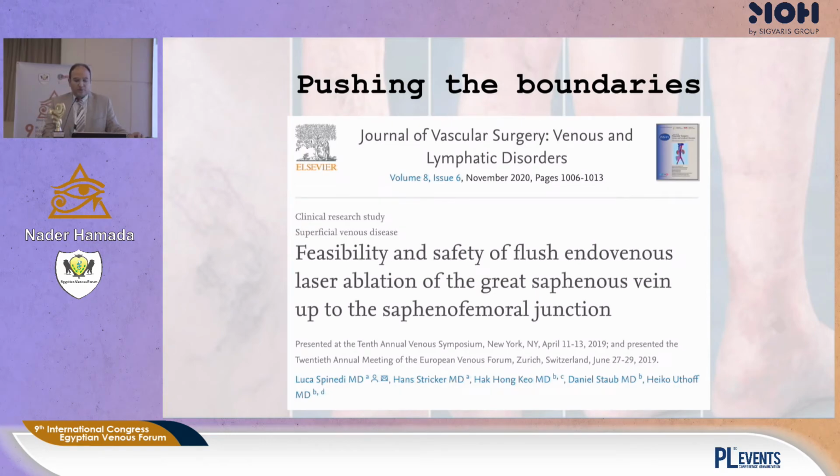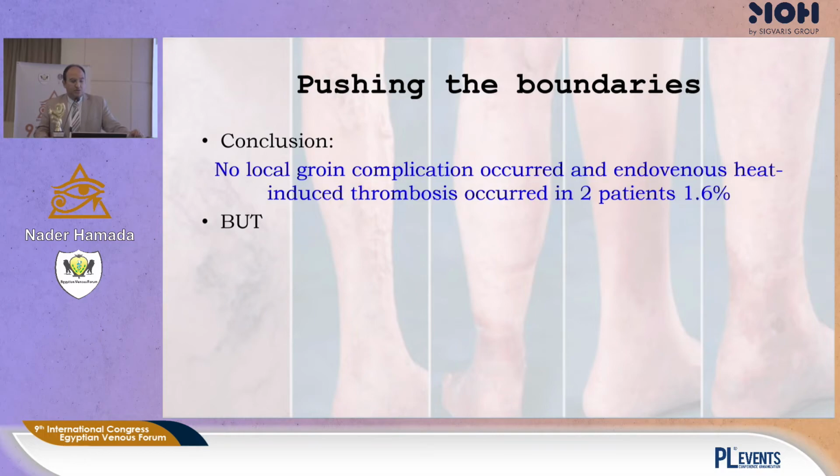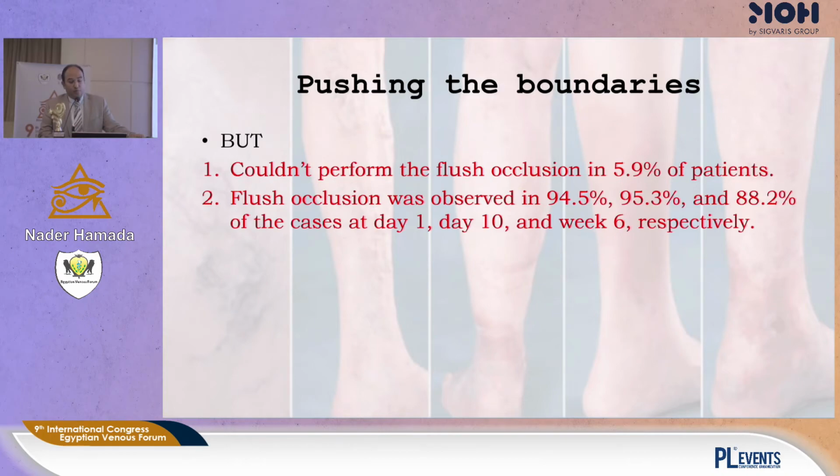So this is another study about feasibility and safety of flush endovenous laser ablation. All these studies go with my colleague, Dr. Rag, that actually it's better. No local groin complication occurred and endovenous heat-induced thrombosis occurred in 2 patients only, which is 1.6%, very similar to most of the previous studies comparing laser and surgery DVT occurrence. But again, the study mentioned that they couldn't perform the flush occlusion in 6% of the patients, and flush occlusion was observed in 94.5% at 1 day, and this dropped to about 82% in only 6 weeks.